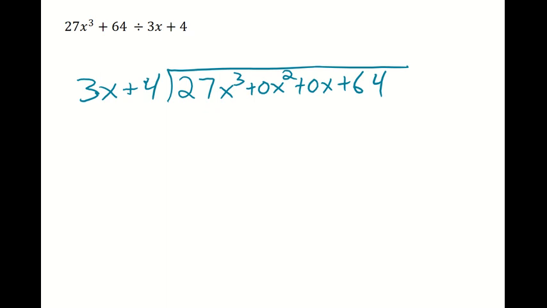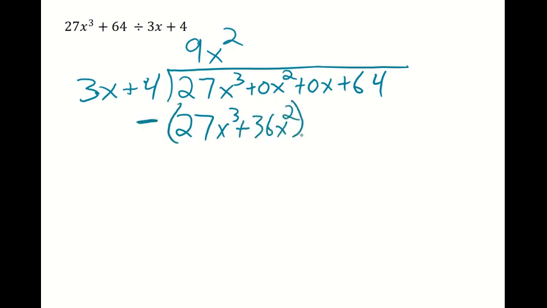It'll work the same way as our last one. So 27x cubed divided by 3x. Remember, just our first terms. So 27 divided by 3 is 9. X cubed divided by x is x squared. Then we take that 9x squared, multiply it by our entire divisor. So we end up with 27x cubed and plus 36x squared. Remember, we are subtracting this entire next row, so we will end up with a negative 36x squared.